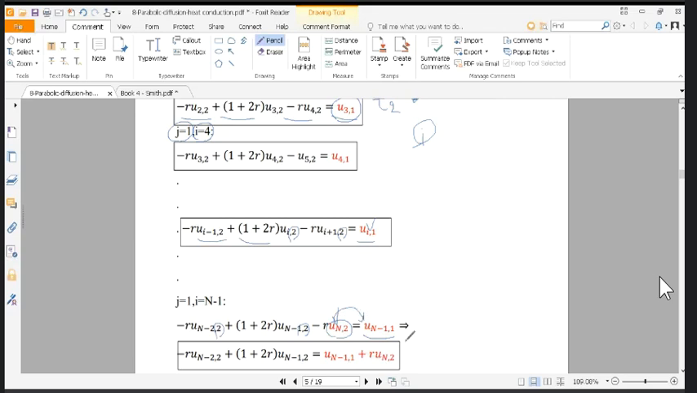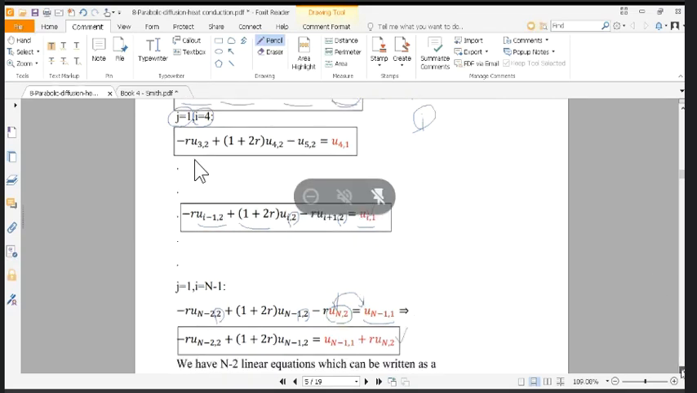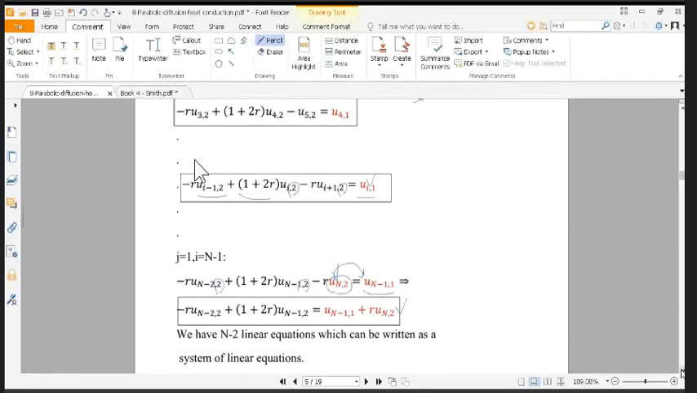Okay. I want at this page we have n-2 linear equations. Why n-2? Why n-2? Why not n?